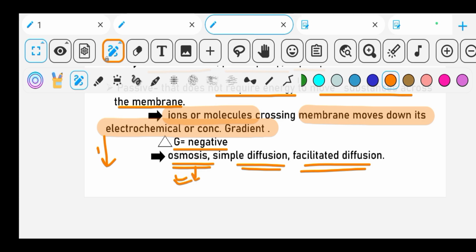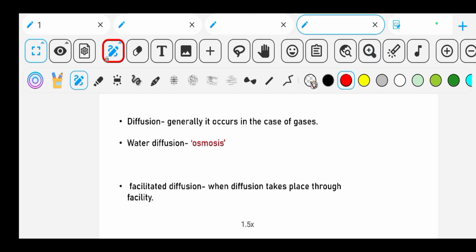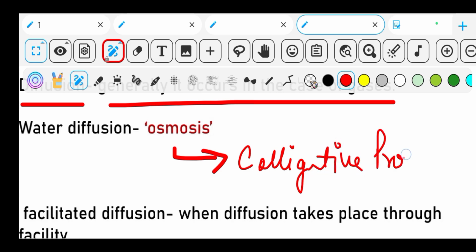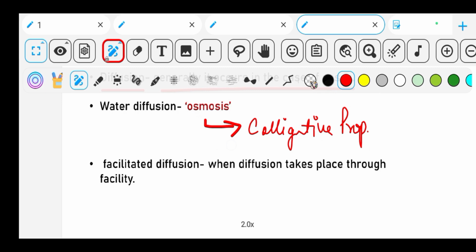Now see, diffusion generally occurs in the case of gases. Water diffusion is osmosis. It shows the colligative property. Then we are having facilitated diffusion. When diffusion takes place through any facility, they can be your carrier proteins or your channels.